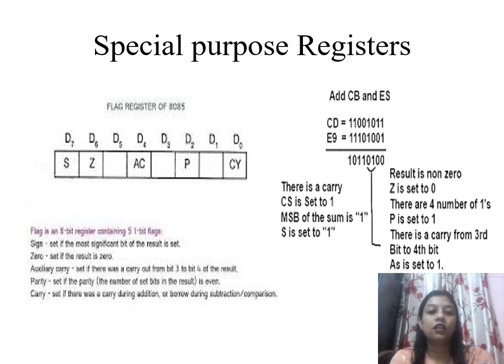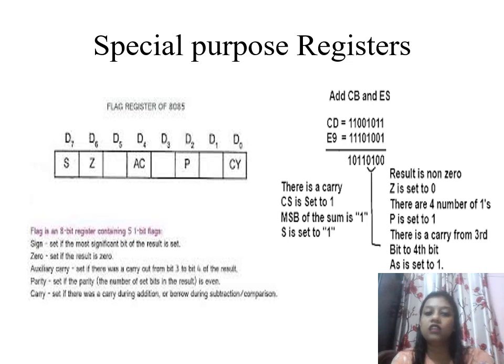Okay, now we'll have some more special purpose registers. Again continuing, this is the flag register. The flag register is given in front of you. It is an 8-bit register. So S denotes the sign bit, Z denotes the zero bit, then AC is the auxiliary carry bit, P is the parity, and CY is the carry.